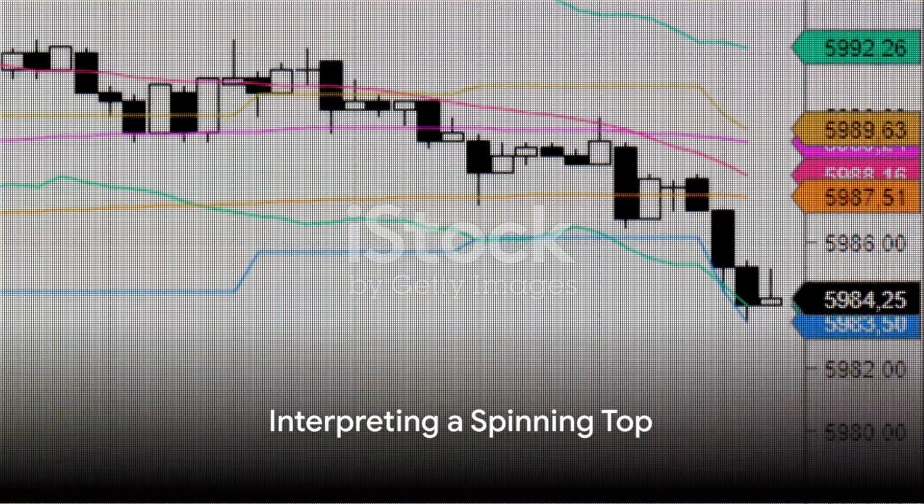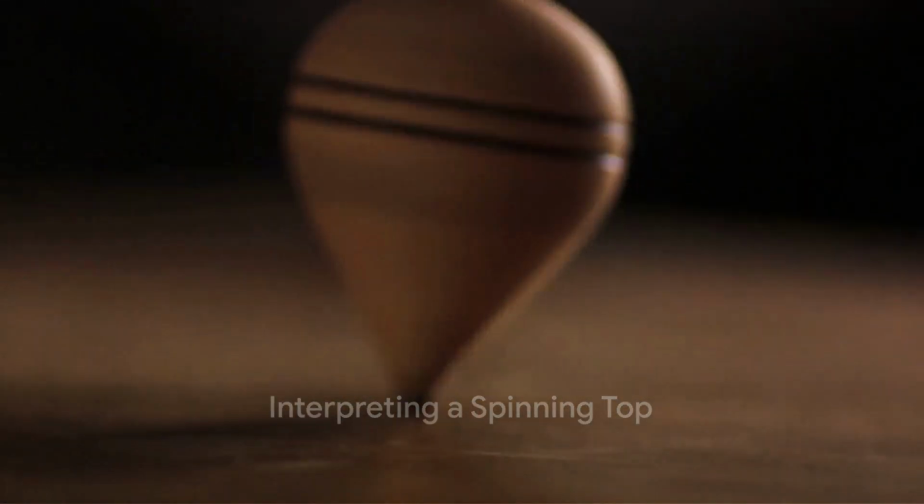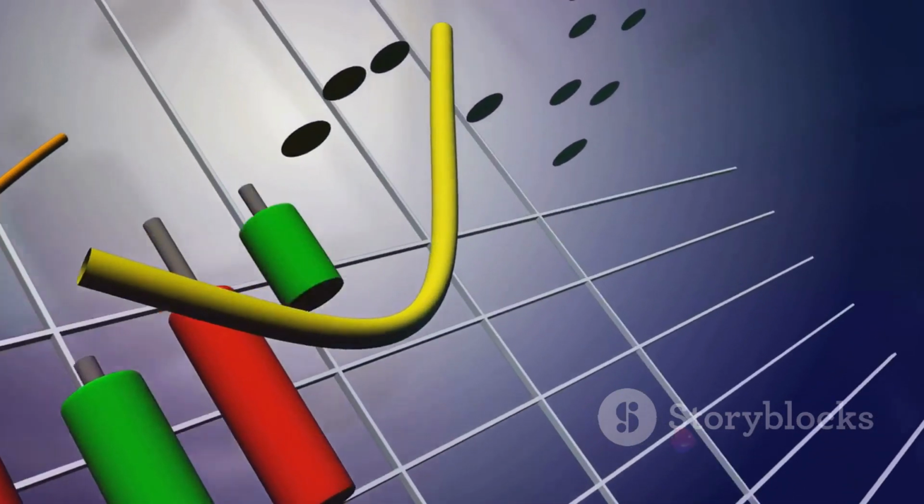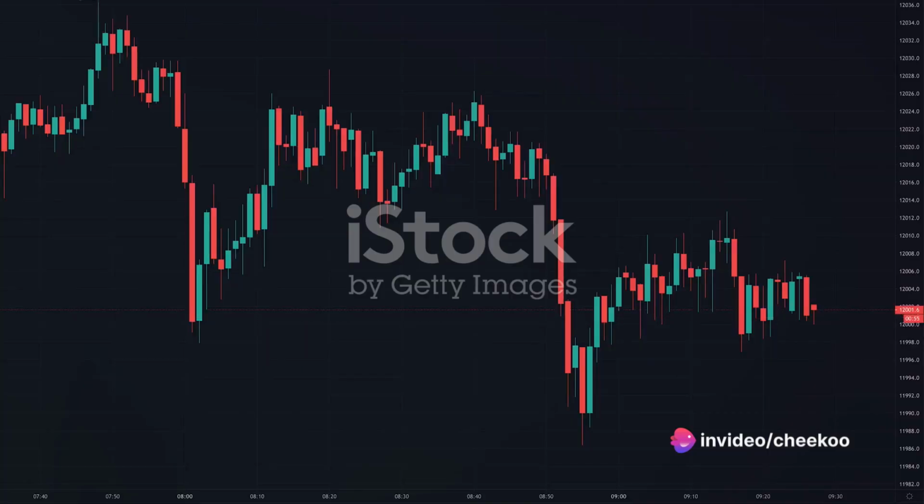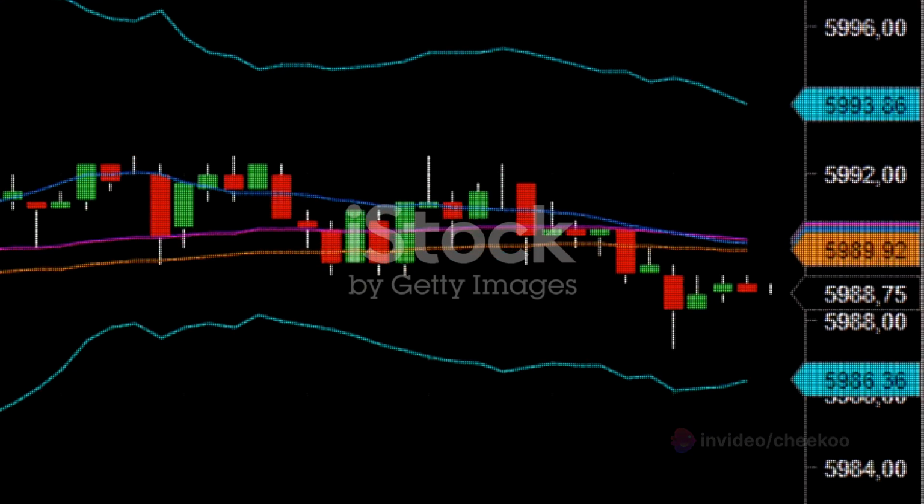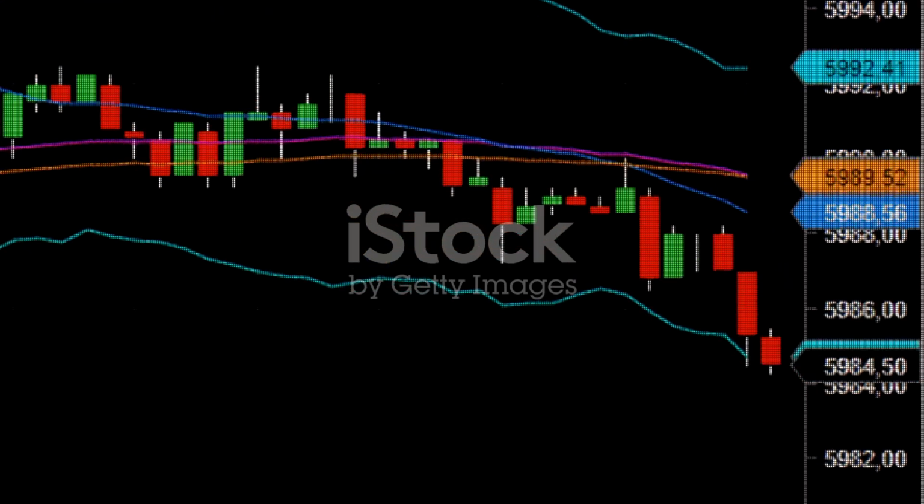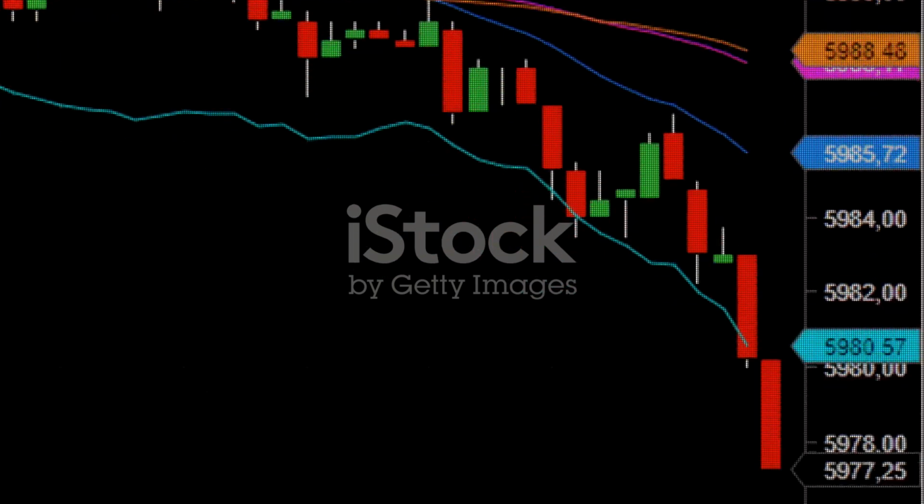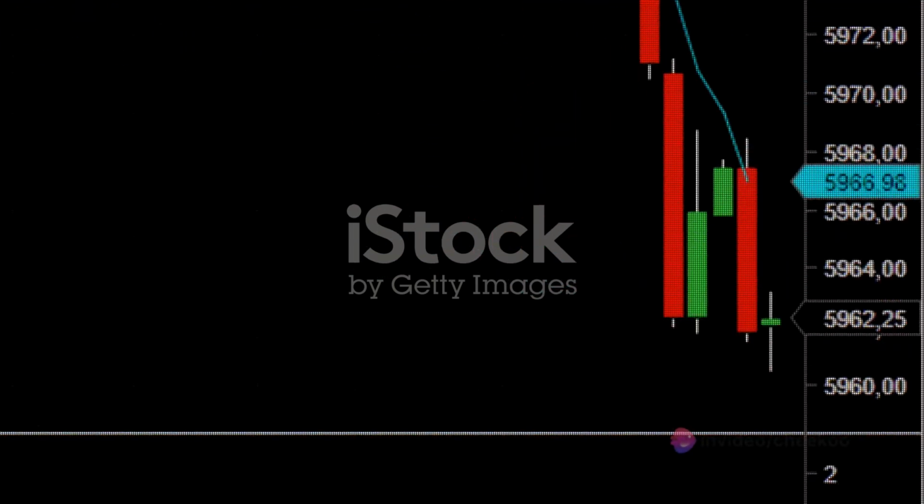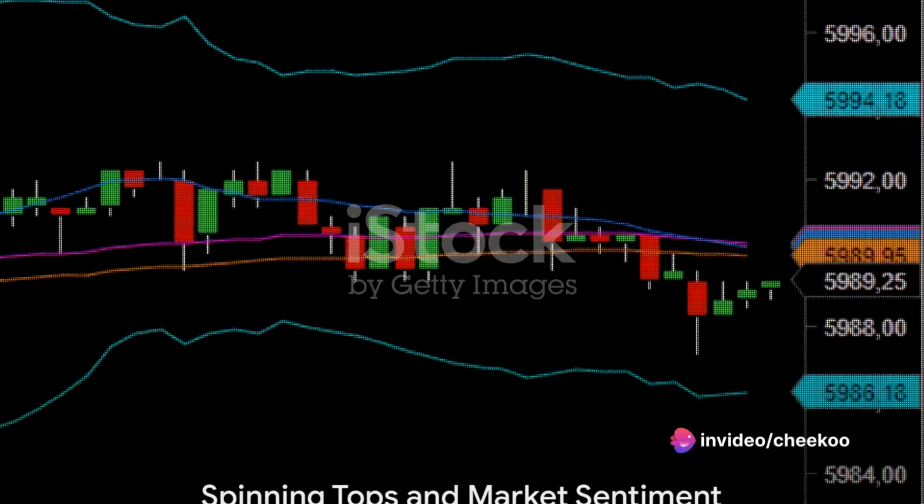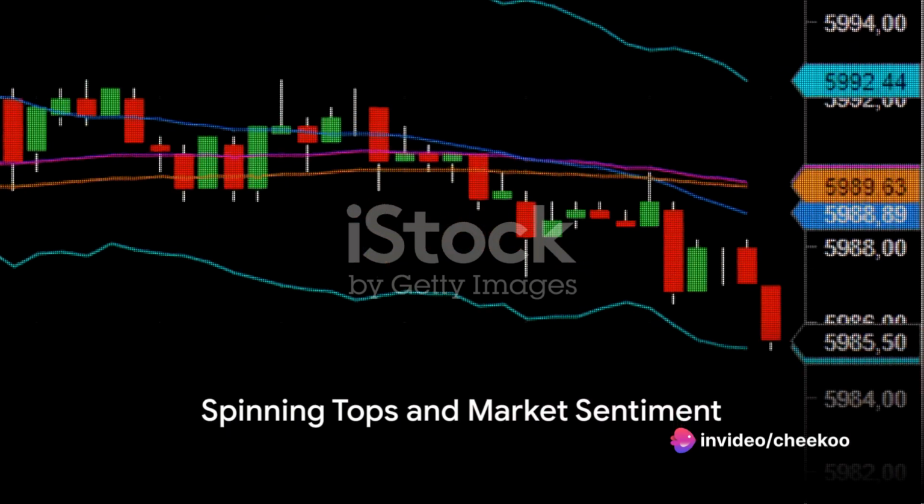Interpreting a spinning top is crucial. The presence of a spinning top signifies a period of indecision in the market. It suggests that neither the bulls nor the bears have taken control, resulting in a standoff. The long upper and lower shadows indicate that price made substantial movements during the session, testing both higher and lower levels. Now, how does a spinning top reflect market sentiment?